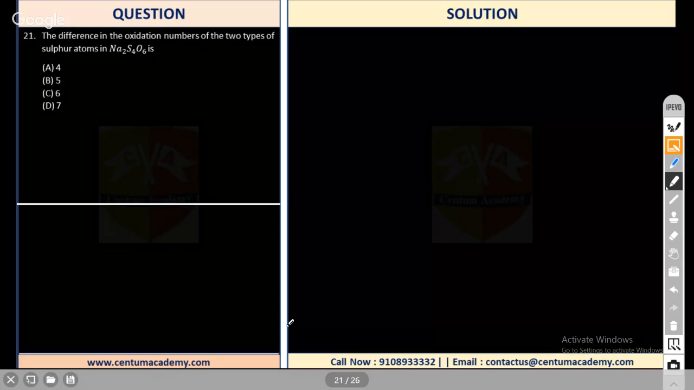Okay, you see this question, you need to draw the structure of this compound. S4O6 2 minus. It is actually Na2S4O6, or you can also compare this with H2S4O6. When two hydrogens are replaced by Na, you will get this salt.